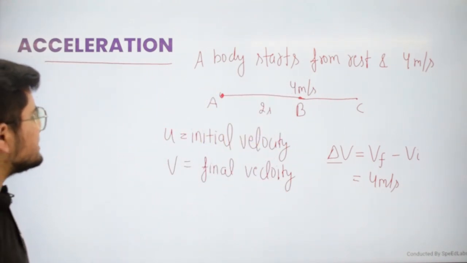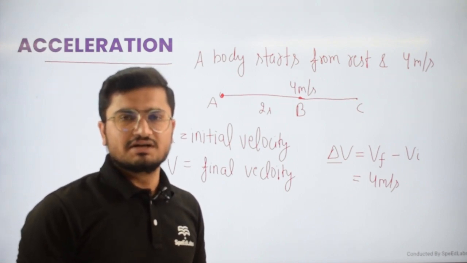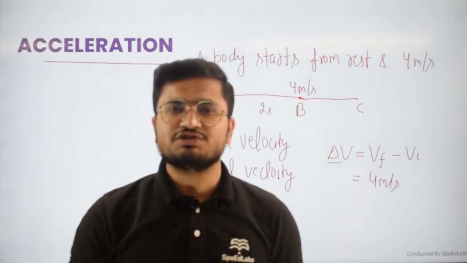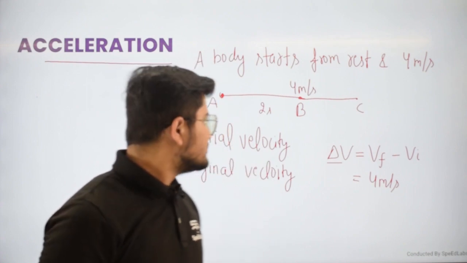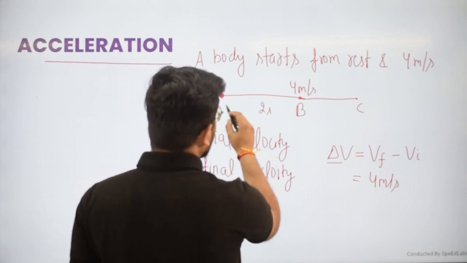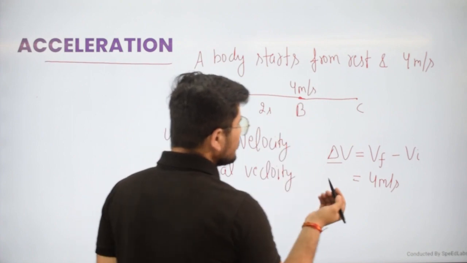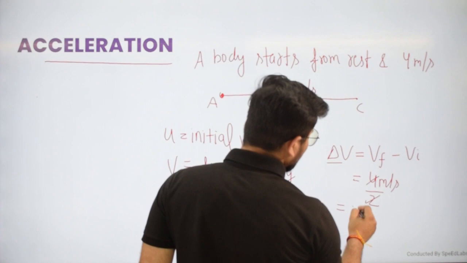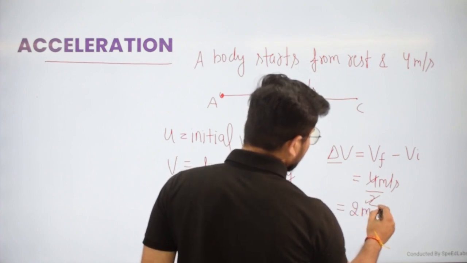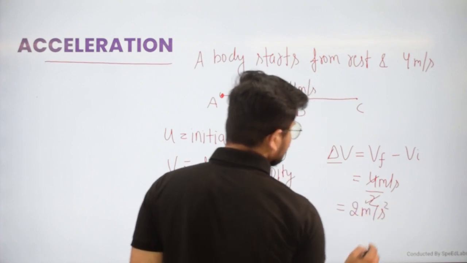Now what is acceleration? Rate of change of velocity. Rate means we are talking with respect to time. So how much time did he take to go from A to B? 2 seconds. So 4 upon 2, how much? 2 meter per second square.